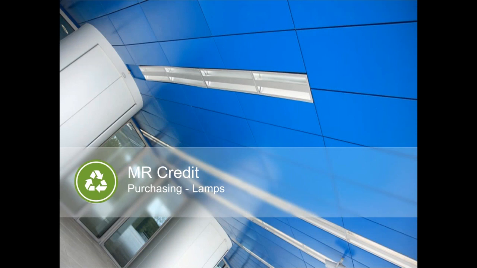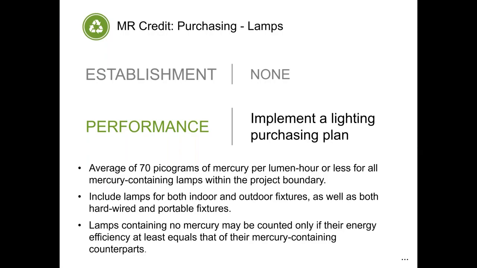All right, moving now to purchasing of lamps. Again, here, there's no establishment component because that was already addressed in the prerequisite. So here we're looking at performance. You want to have a lighting purchasing plan. I will say this credit is very doable. The LED focus in office buildings has increased significantly in the last 2-3 years. So if a building is going through a renovation or perhaps a new build, it's likely that LEDs are the focus for any new type of lighting that is sourced.